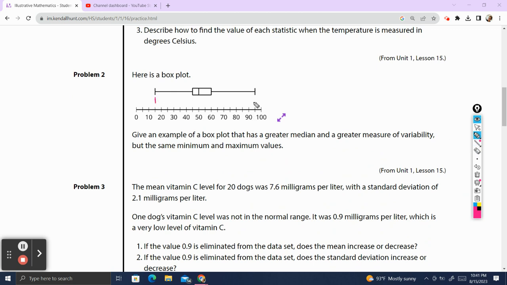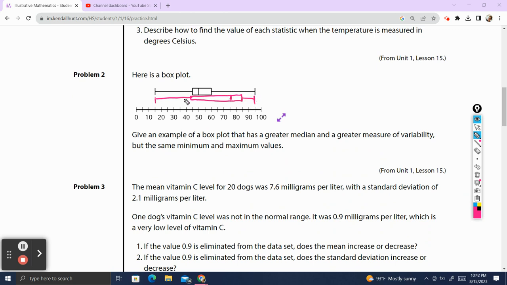So we have the same min and the same max. We want to have a greater median, so let's make this our median over here. And we want to have a greater variability, which means our IQR is going to be wider. So I'm just going to draw a box that's longer than my original box. So there's my new box plot.